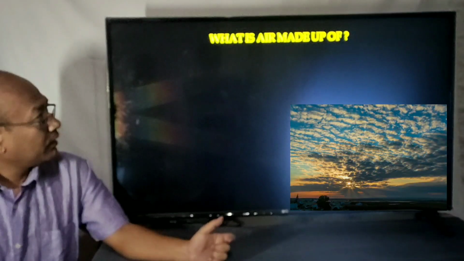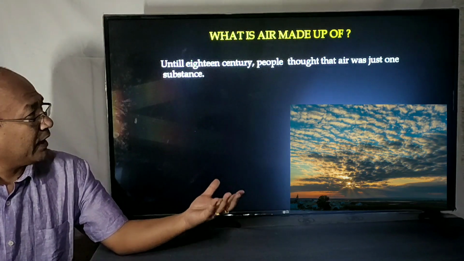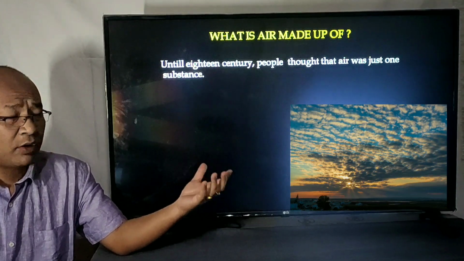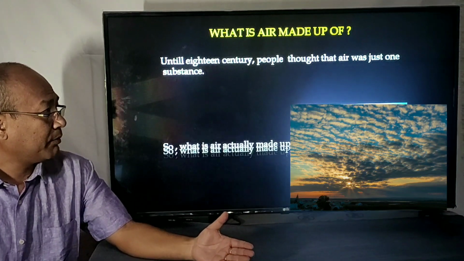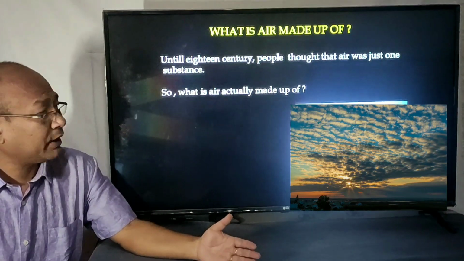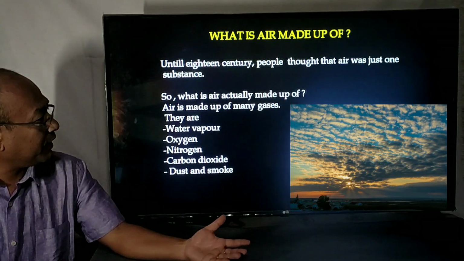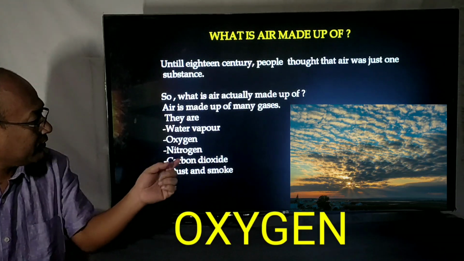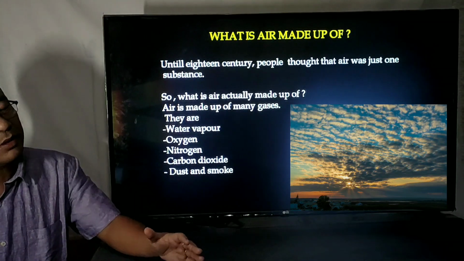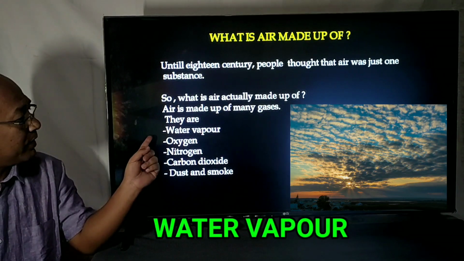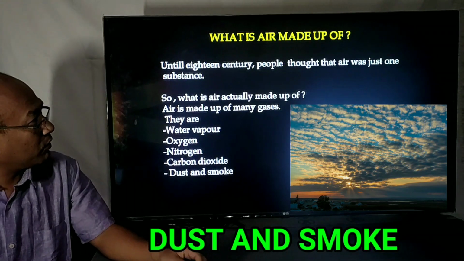Next, what is air made up of? Until the 18th century, people thought that air is made up of one substance. They didn't have much idea, right? But what do we know at present about what air is made up of? Air is made up of many gases. They are water vapor, oxygen, nitrogen, carbon dioxide, dust, and smoke. So what is air made up of? Air is made up of water vapor, oxygen, nitrogen, carbon dioxide, dust, and smoke.